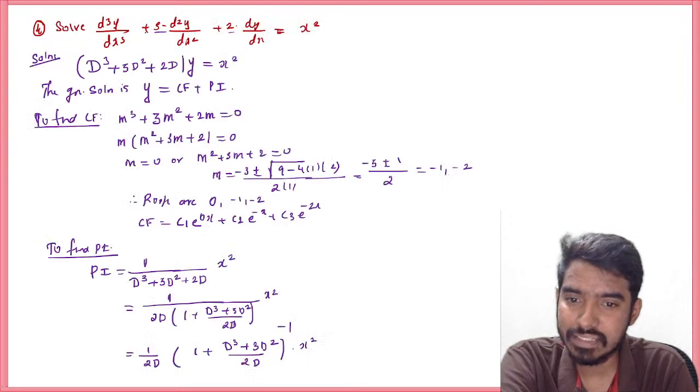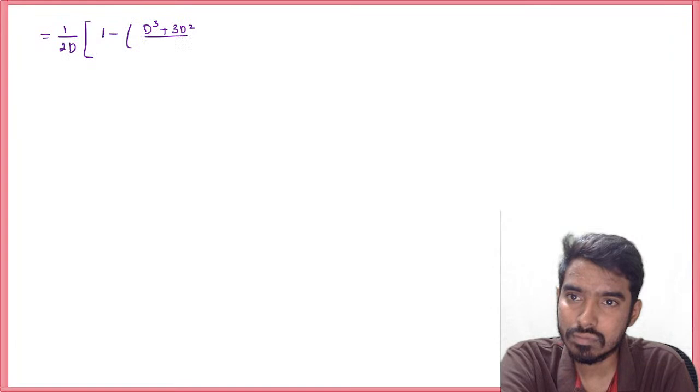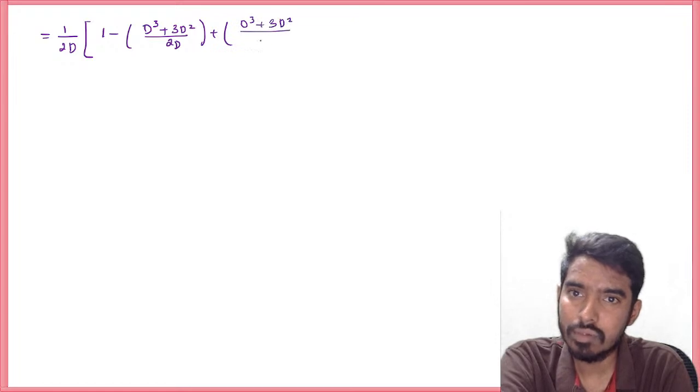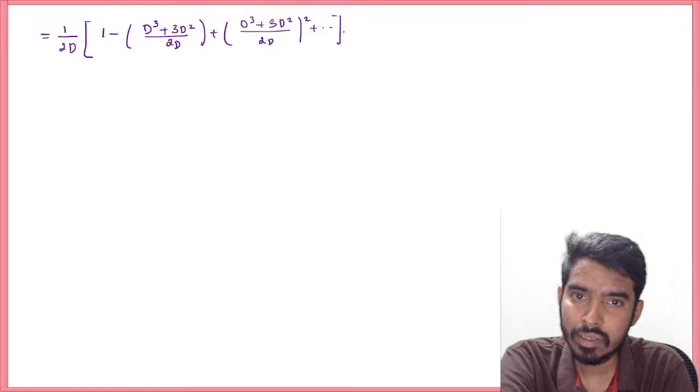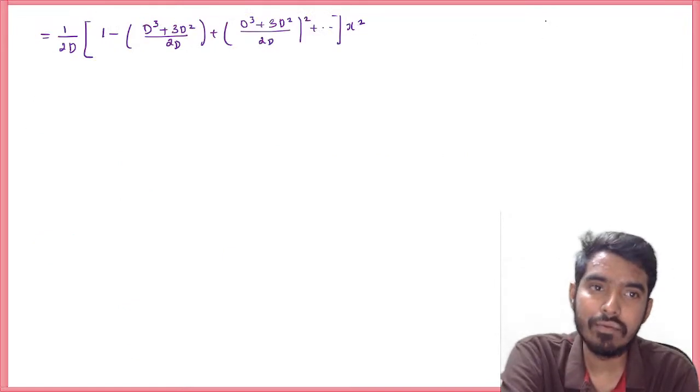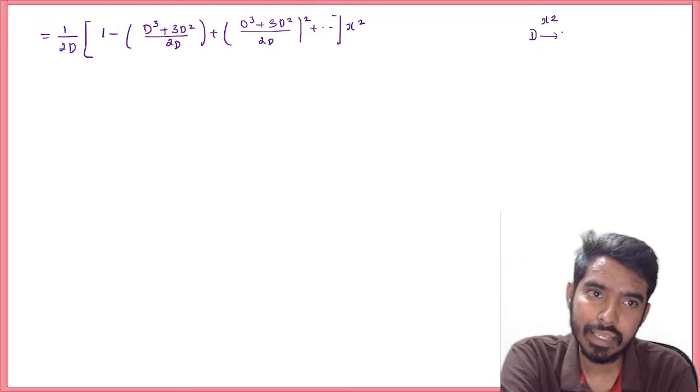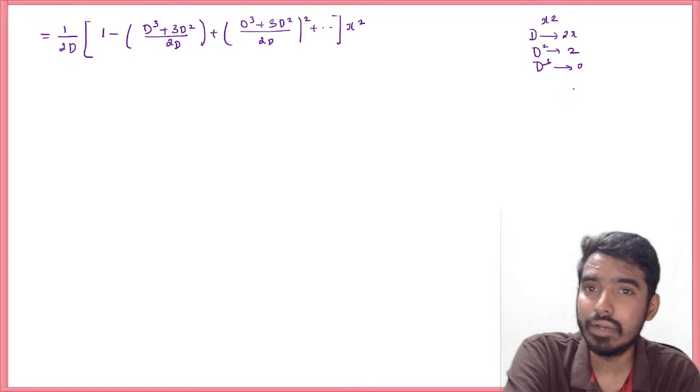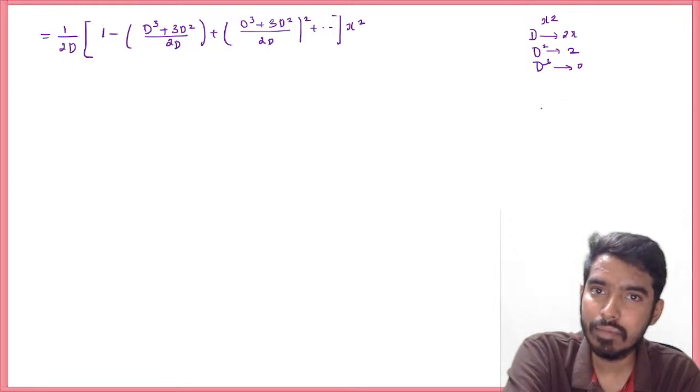So 1 plus x whole power minus 1 will be 1 minus x plus x square, and so on, with x being d cube plus 3d square by 2d, up to x square. So d of x square will be 2x, d square will be 2, d cube will be 0. The derivative of a constant is 0, so from d cube everything will be 0. You have to consider up to d square, right?